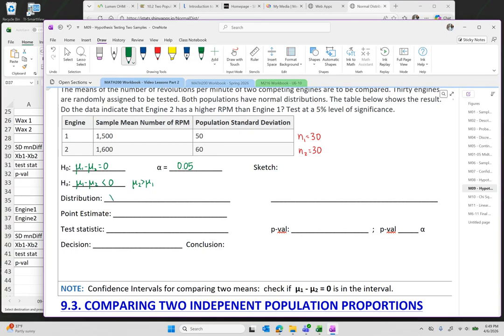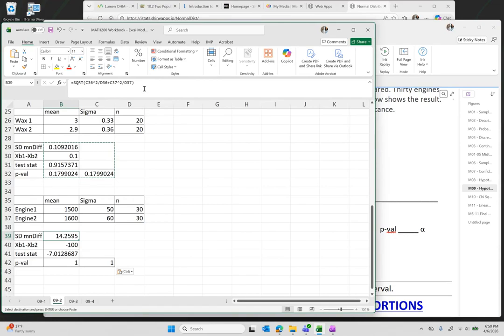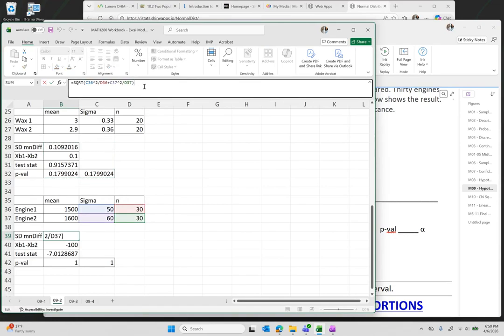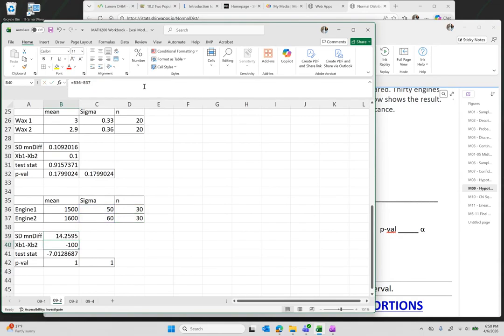The distribution is approximately normal. We are talking about the difference of the two sample means. It has a theoretical mean of 0 and a standard deviation the square root of 1 standard deviation squared divided by 30 plus the other standard deviation squared also divided by 30. And when I copied the formulas here in Excel, it said the 50 squared divided by 30 plus the 60 squared divided by 30. And that came out to be 14.26 approximately.